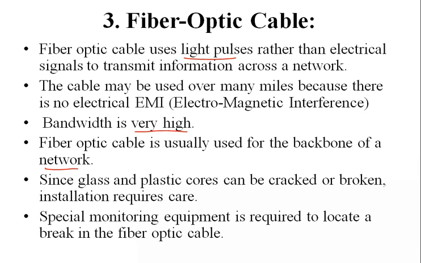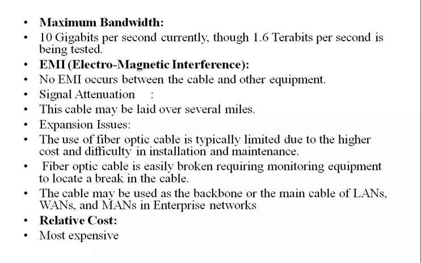Since glass and plastic cores can be cracked or broken, installation requires care. We need to be careful about installation because it is made of glass and plastic. Special monitoring equipment is required to locate a break in the fiber optic cable. Maximum bandwidth is 10 gigabits per second. Currently, though, 1.6 terabits per second is being tested. It is in experimental phases.